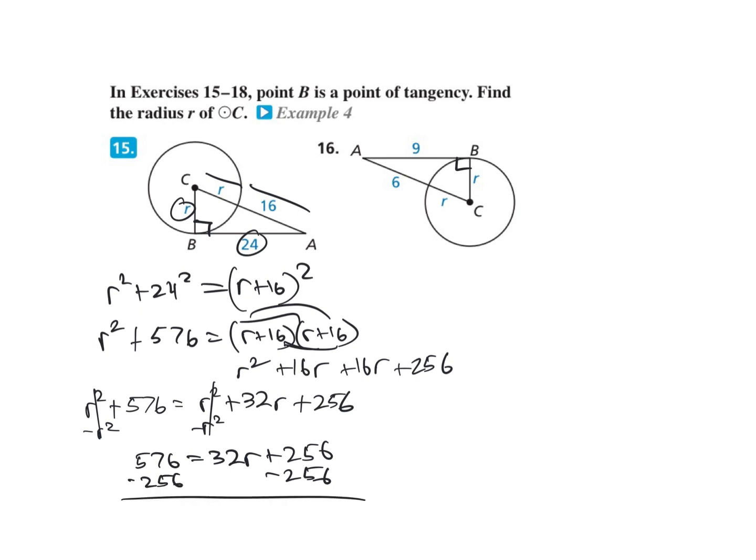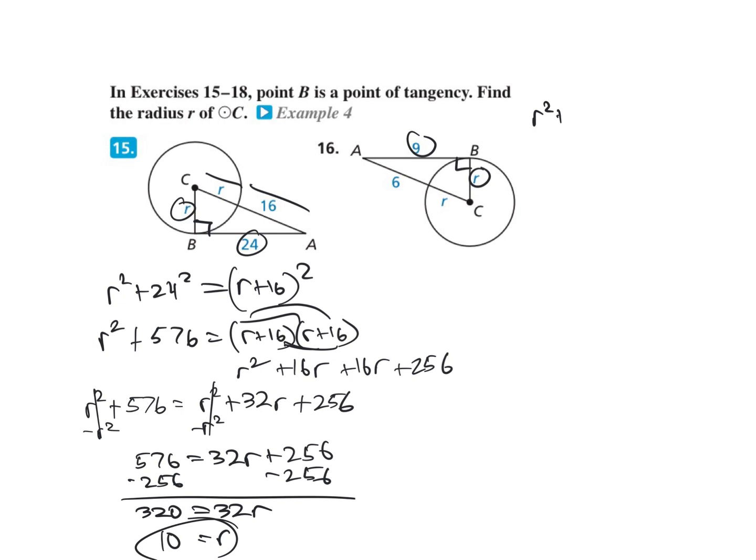So 576 minus 256 is 320. And we divide that by 32, and we get r is equal to 10. That's your radius. Same thing on number 16. Those are your two legs.